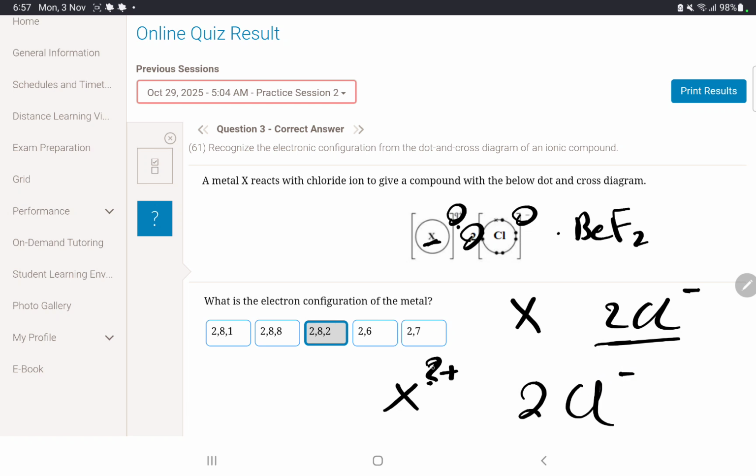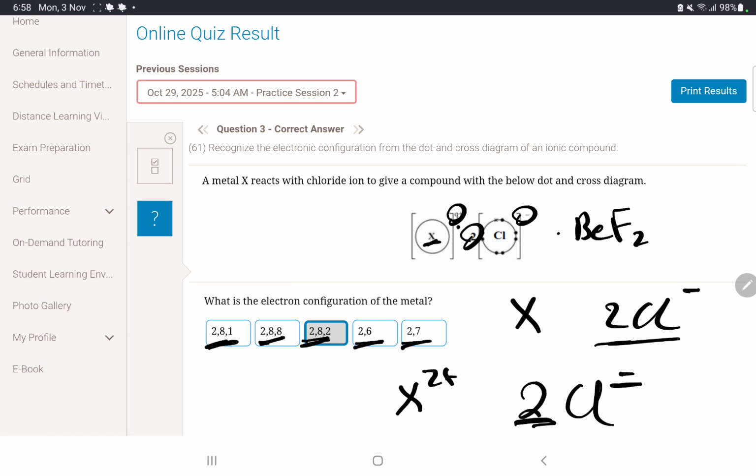So how many electrons does it have to distribute? There are 2 Cl's and each of them has a minus. So if each of them has a minus and there are 2 of them, that means 2 electrons were given to it, 1 electron for each Cl. That means the charge here is 2. So it's X2 plus.